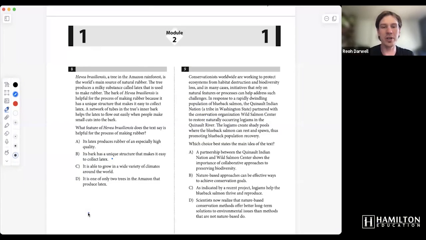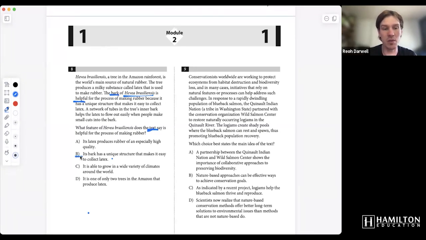All right, question 8 is a pretty straightforward detail question, because it asks us something about the text, right? What does the text say, or according to the text, something like that. So what does the text say is helpful about the process of making rubber? What feature of this tree is helpful according to the text? What part of it? The bark.